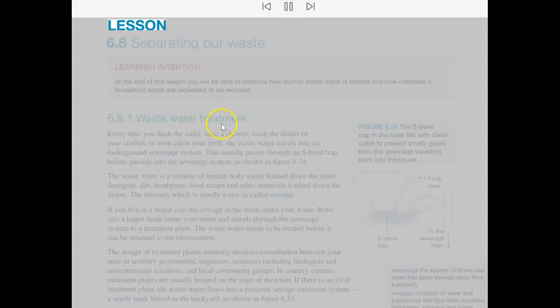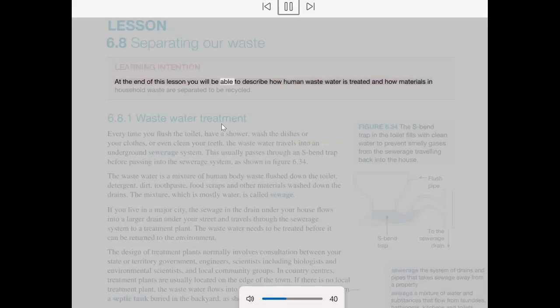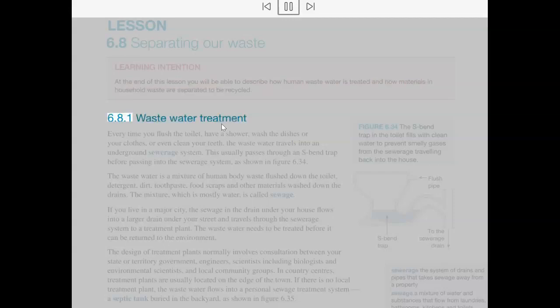Lesson 6.8 Separating Our Waste. Learning Intention. At the end of this lesson, you will be able to describe how human wastewater is treated and how materials in household waste are separated to be recycled. 6.8.1 Wastewater Treatment. Figure 6.34.